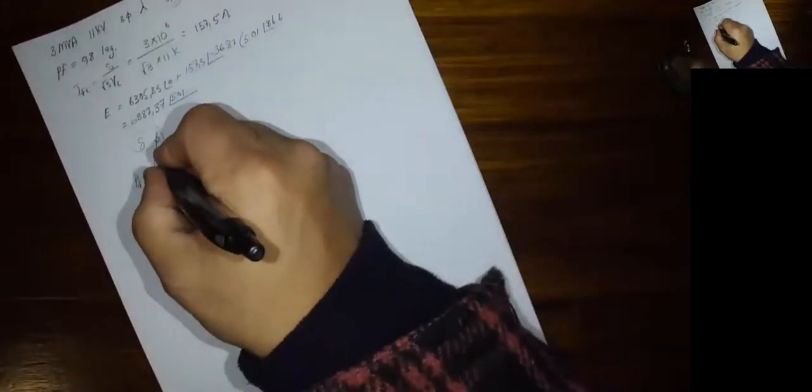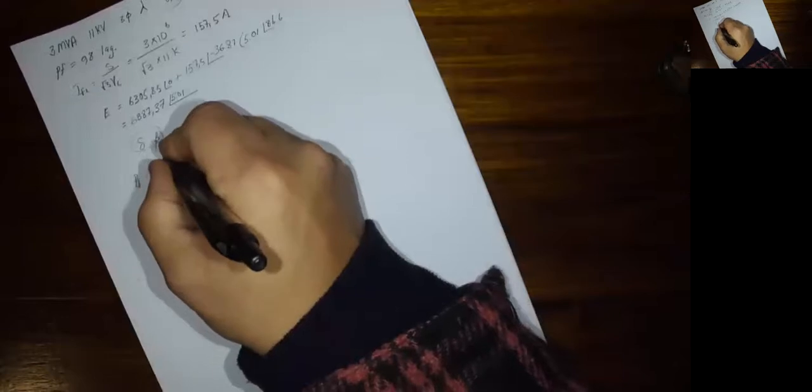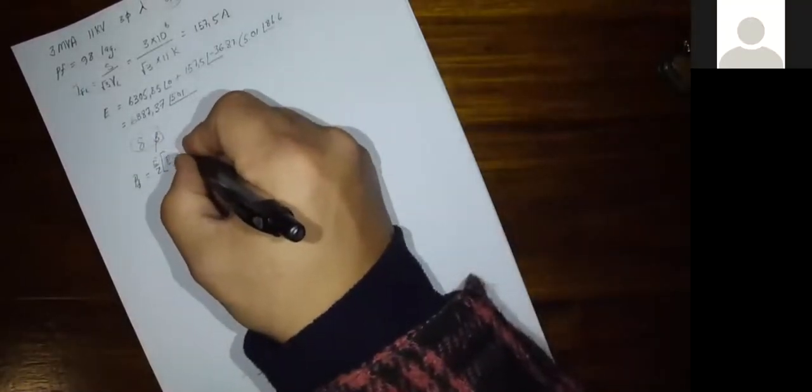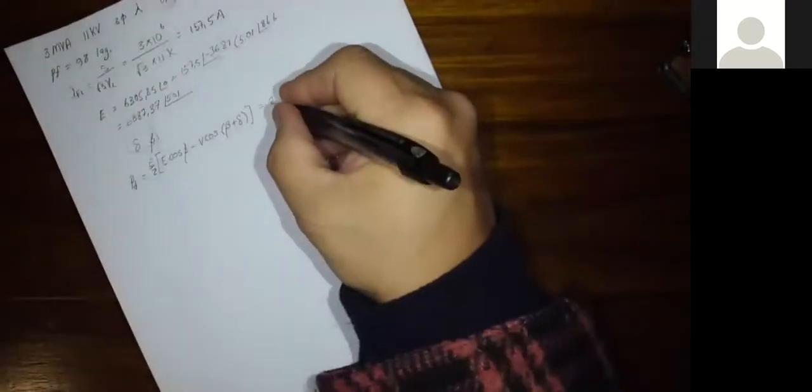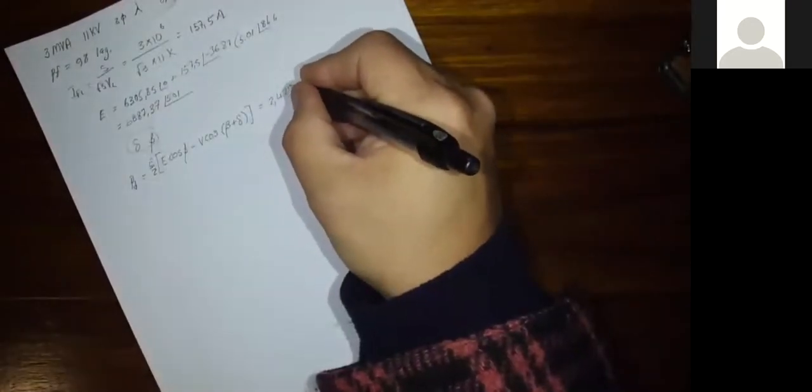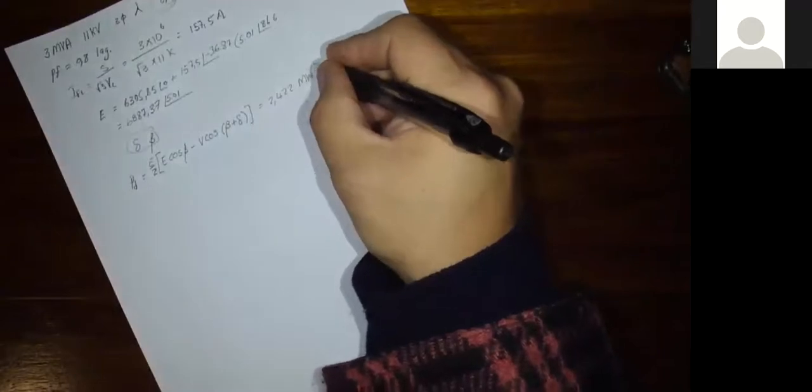So that will be E over Z, E cos beta minus V cos beta plus delta. Okay, so now we just stick it in there and calculate it. The answer is 2.422 megawatt. Per phase, no? Yes, sir.